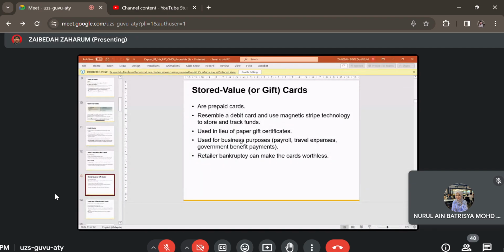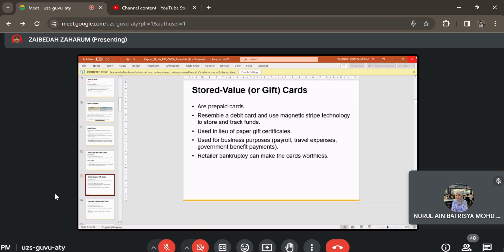Okay, so use for business purpose lah. Okay, contohnya payroll, travel expenses, government benefit payments lah, and then retailer bankruptcy can make the card worthless. Okay, so yang ini salah satulah kita sebut sebagai open end credit, store value or gift card. Okay, selalunya kalau dekat overseas, okay, dia banyak bagi ibarat macam kalau tadi kita kata voucher yang di-provide oleh retailers, okay. Yang itu voucher selalunya banyak dekat Malaysia lah, okay.